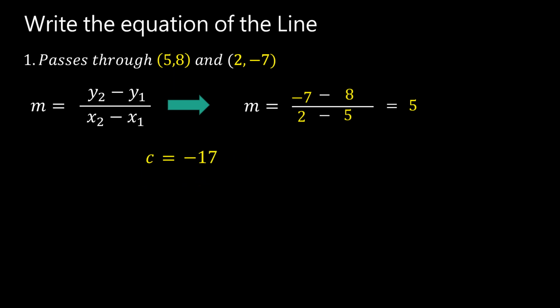So I have the value of c, I have the value of the slope or gradient, so I can directly substitute it in the formula: y = 5x - 17. So this is the equation of the line, or how to find the equation of the line algebraically.